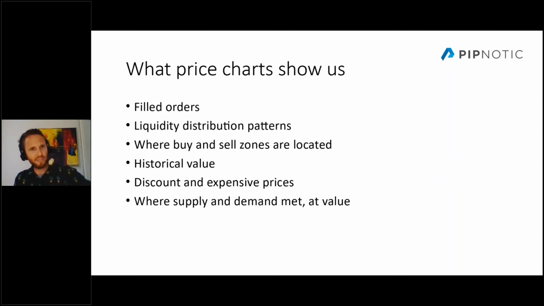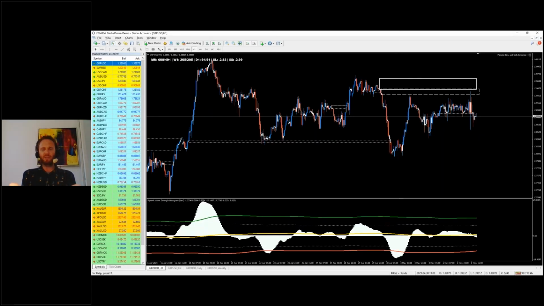What is a price chart showing us? If you look at the price chart, this one here, when we look at this, we can only see what has already happened. A lot of people say that a price chart is a leading indicator. It's actually not. It's a lagging indicator because it's only showing us what has already happened. So you just have to be very careful making assumptions about it.